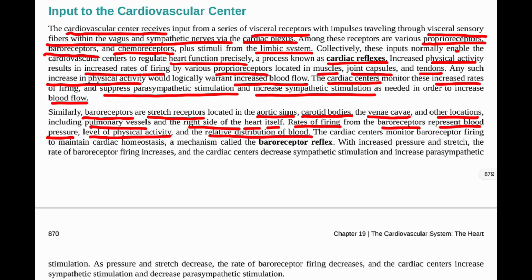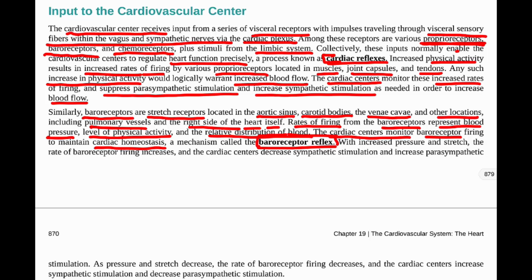So just generally sending information regarding where the blood is located is going to be part of the stretch receptor. So if there's more blood located in one part of the body, then the stretch receptors may be firing to say there's more blood here because of that stretch. The cardiac centers then monitor these baroreceptor firings to maintain cardiac homeostasis, which is called the baroreceptor reflex. So up here we have our cardiac reflex, because we're talking about our proprioceptors in different regions. And then down here we're talking about our baroreceptor reflex, because we're talking about our baroreceptor firings.